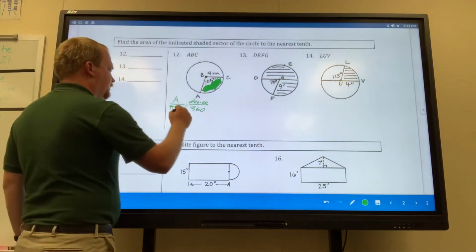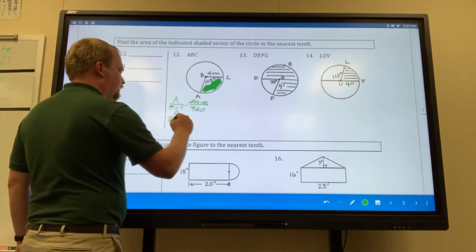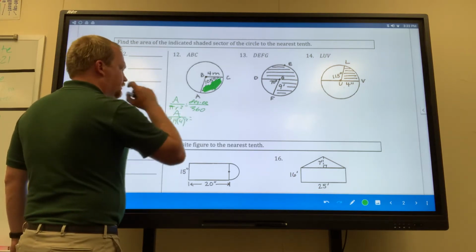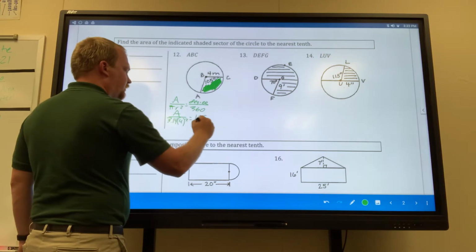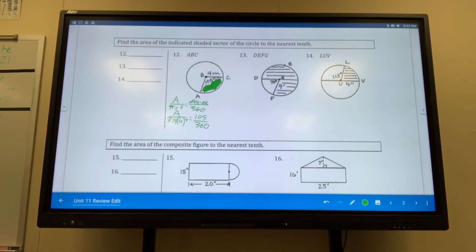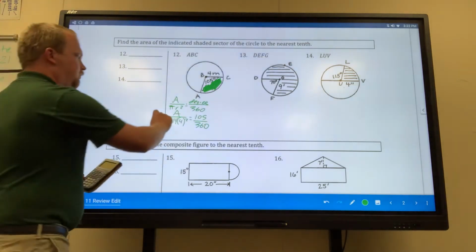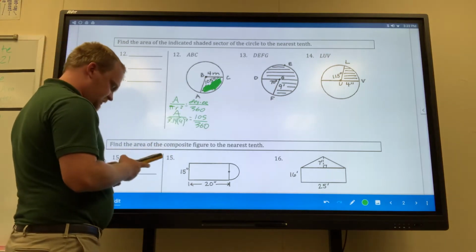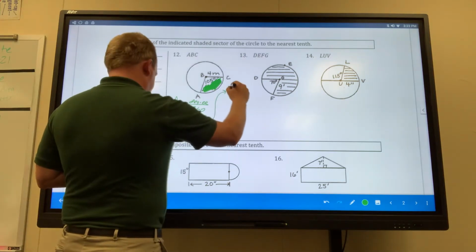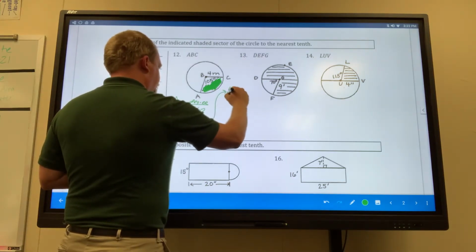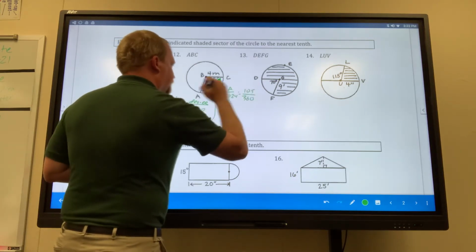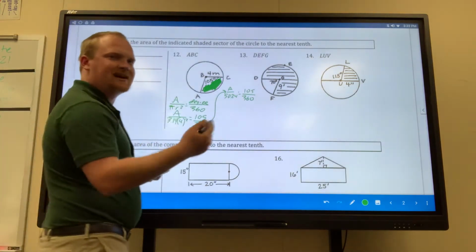So we know pi is 3.14, but the radius here is 4 meters. The degree is 105 over 360. So if I work this out completely, I know 4 squared is 16. So 3.14 times 16, I'm going to move it over here, is 50.24, equals 105 over 360. So now at this point, I just got to cross multiply.